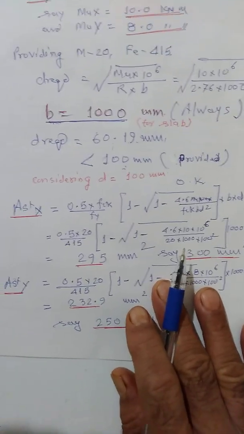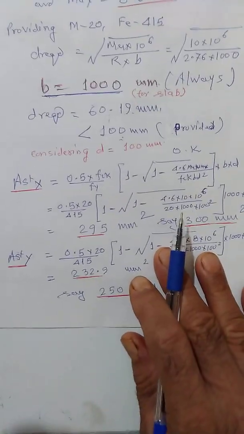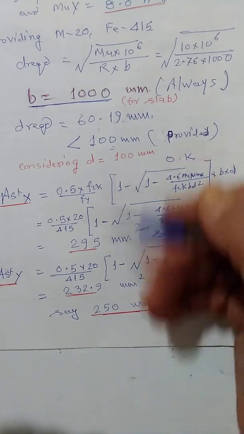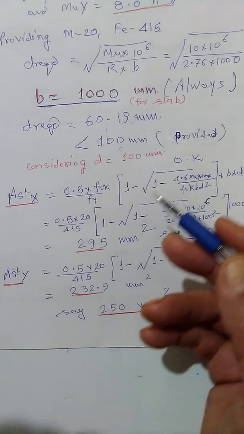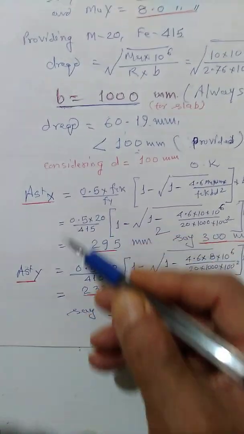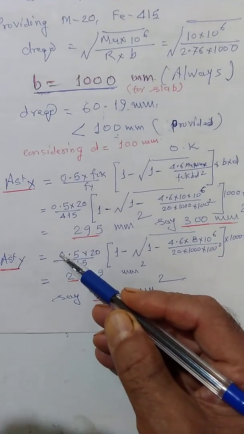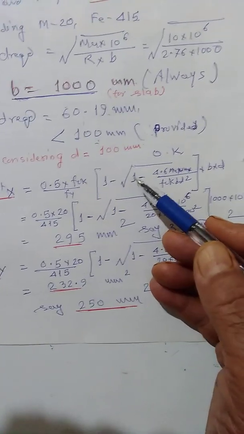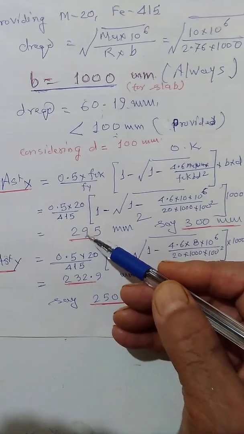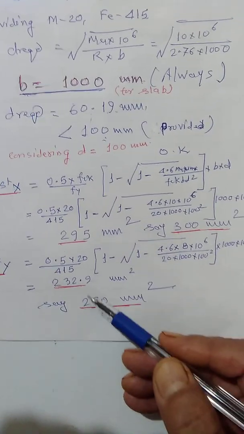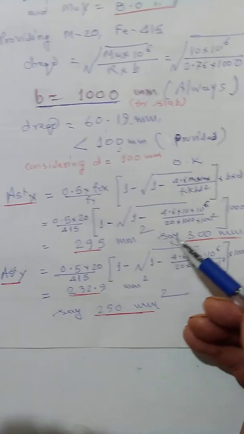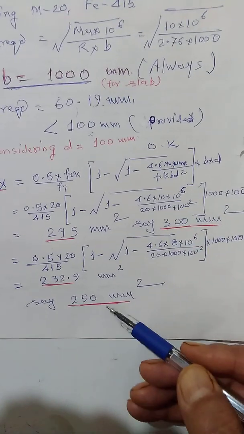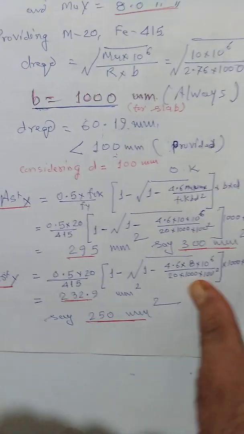Now we can find out the value of area of steel in the shorter direction, that is for Mux, and the longer direction, we call Muy. So Ast in X direction and Ast in Y direction. Using the empirical formula, the value comes out to be 295 and 232. Rounding on the higher side, I call it 300 mm square, and this is 250 mm square.